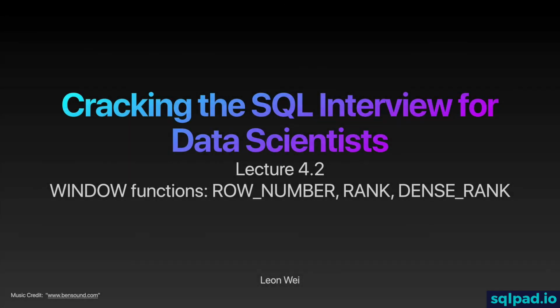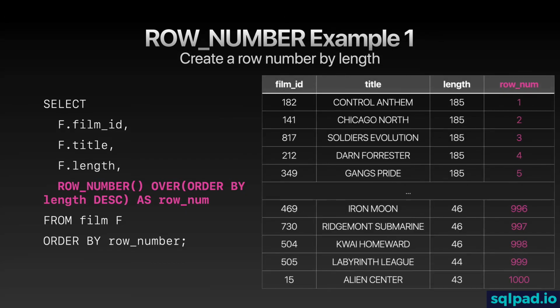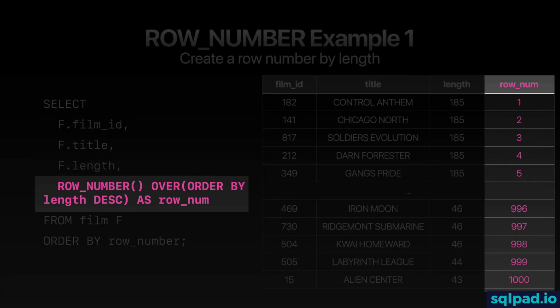Hi, welcome to this lecture. In this lecture, we will go through some of the very important window functions, including row number and rank. Let's get started. In this first example, our goal is to create a ranking index based on the length of a movie for the entire movie catalog.